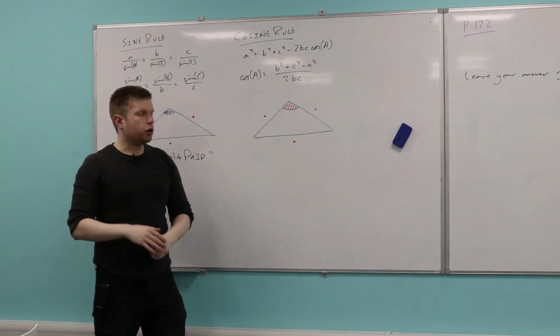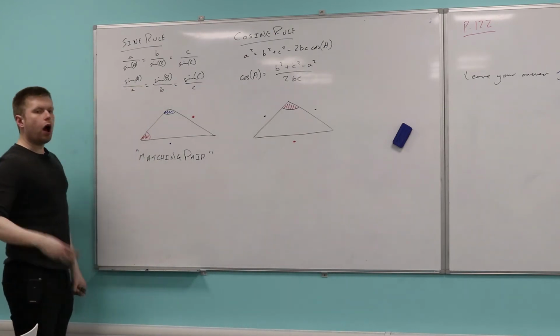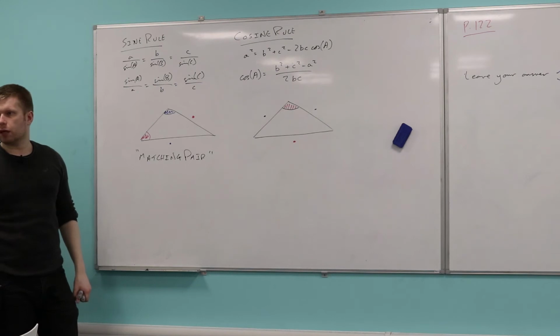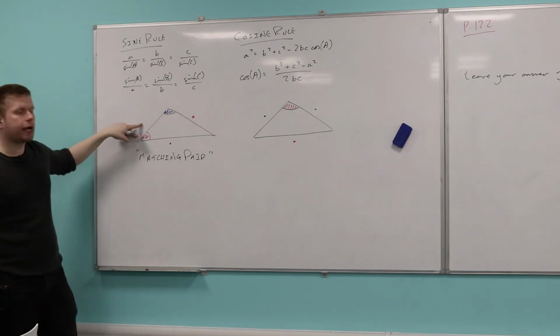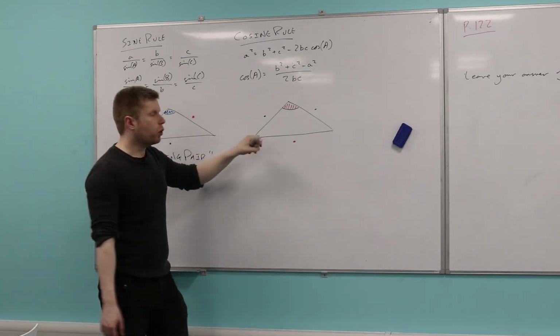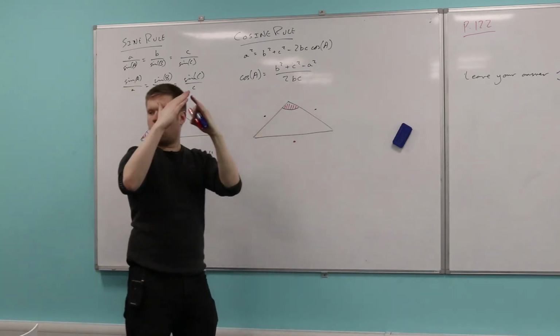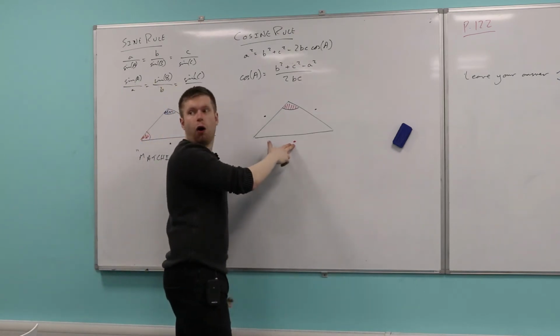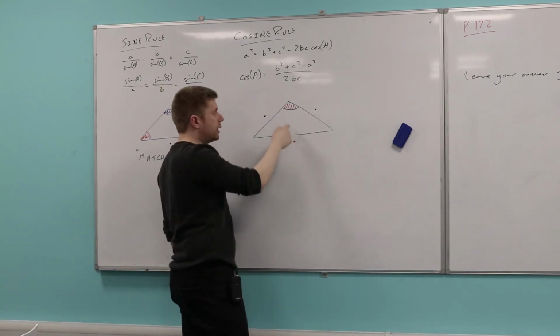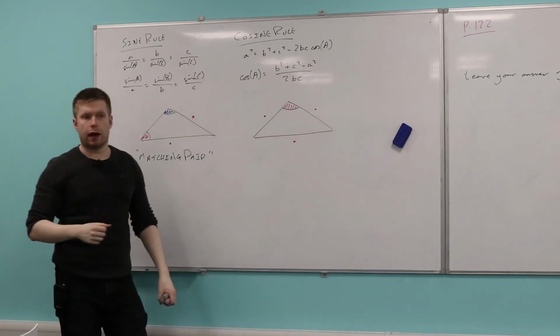So you notice for the sine rule, I don't need all three sides. I can get away with just two of them, and I don't care about this side. Whereas with the cosine rule, I definitely need each side of the angle which I'm interested in, and either I'm given that or I want to find that. And again, I need to be given one of these two things there.